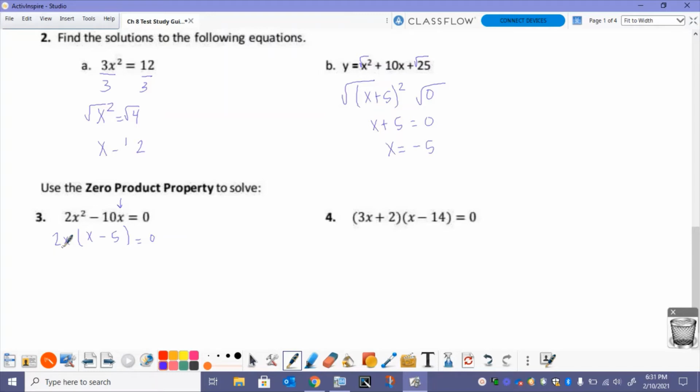Right, so now remember any factor with an x in it is what we're going to set equal to 0. So we would have 2x equals 0 and x minus 5 equals 0. So to solve for 2x equals 0, to get this x alone, we're going to just divide by 2. So 0 divided by 2 is just going to be 0. So our first one is 0. And then to get this x alone, we're going to add 5. So we get x equals 5.